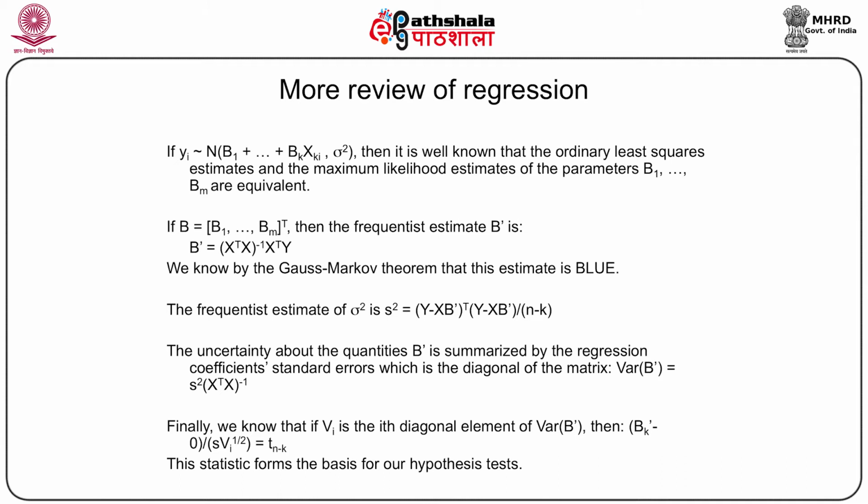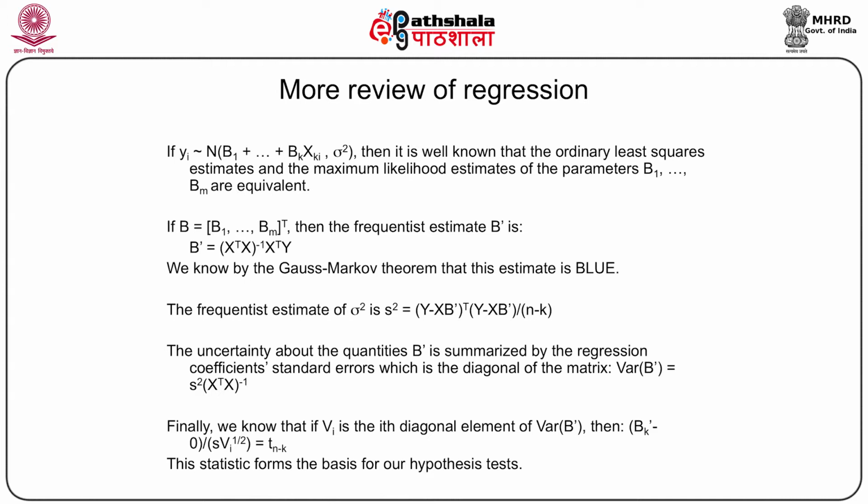More review of regression. If yi is normal with mean b1 plus up to bk xki and variance sigma square, then it is well known that the ordinary least squares estimates, which are also the maximum likelihood estimates under normality, of the parameters b1 up to bk are equivalent. If b is the vector b1 to bk transpose, then the frequentist or classical estimate of b is b hat equals x transpose x inverse x transpose y.